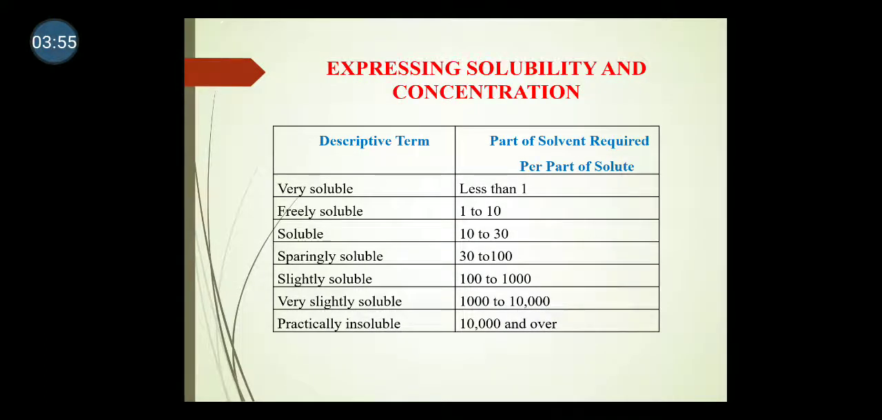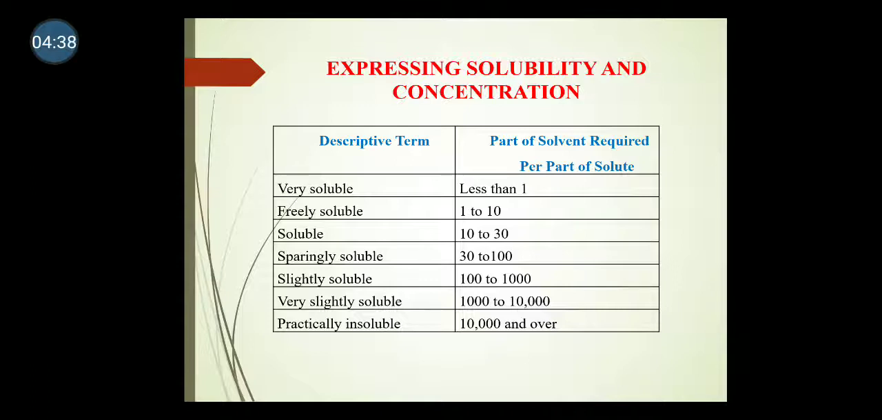Now, expressing solubility and concentration. With this table, we can express the solubility and concentration. The drug is very soluble when one part of drug is soluble in less than 1 part of solvent. The drug is freely soluble when one part of drug is soluble in 1 to 10 parts of solvent. The drug is soluble when one part of drug is soluble in 10 to 30 parts of solvent.